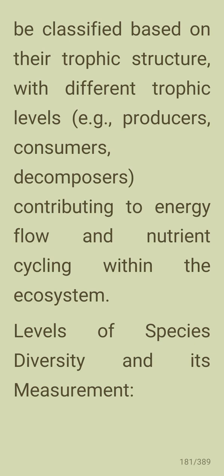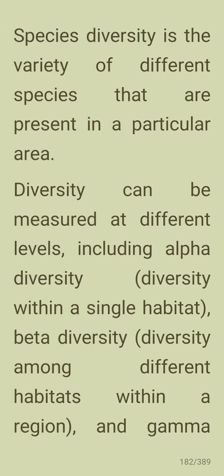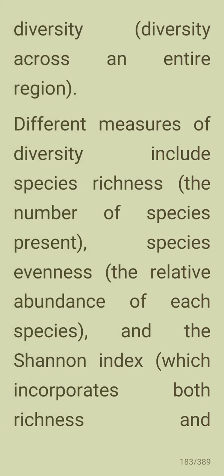So, levels of species diversity and its measurement. Species diversity is the variety of different species that are present in a particular area. Diversity can be measured at different levels, including alpha diversity, diversity within a single habitat, beta diversity, diversity among different habitats within a region, and gamma diversity, diversity across an entire region.